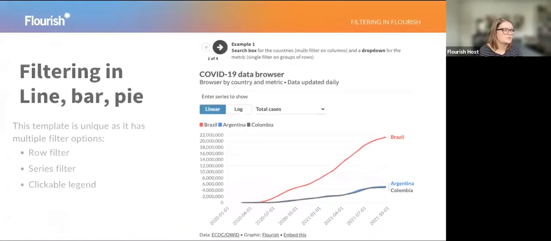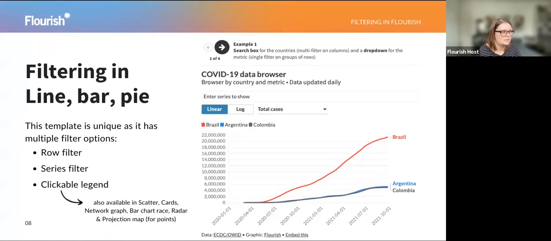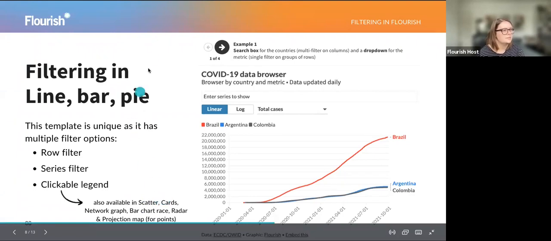The one thing that we're going to talk about now is the line bar pie template. So this is one of our core templates that provides all those different basic charts that you can use. And it's a bit unique because it has multiple different filter options. So in the line bar pie template, you can create a row filter, a series filter, and you can also use a clickable legend as a filter. This clickable legend is also available in a few other templates that I've listed here, but we're going to be showing it in this one.